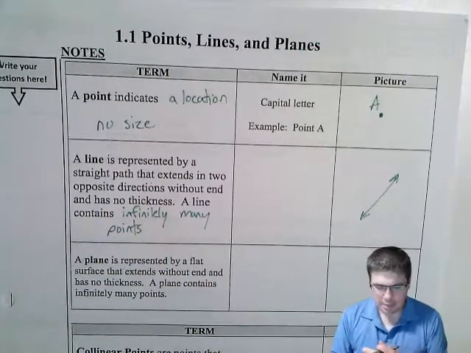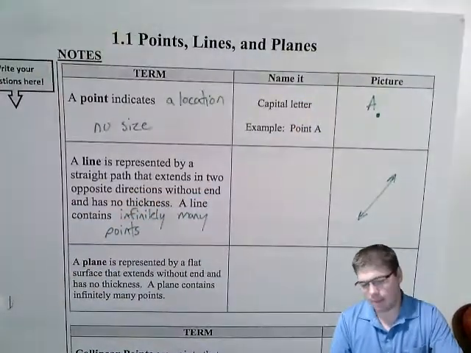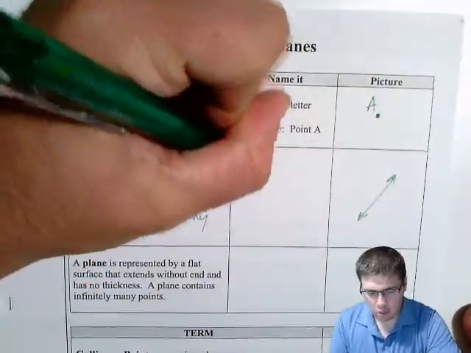The way we name lines, we tend to do a couple of ways. We can name a line with any 2 points.